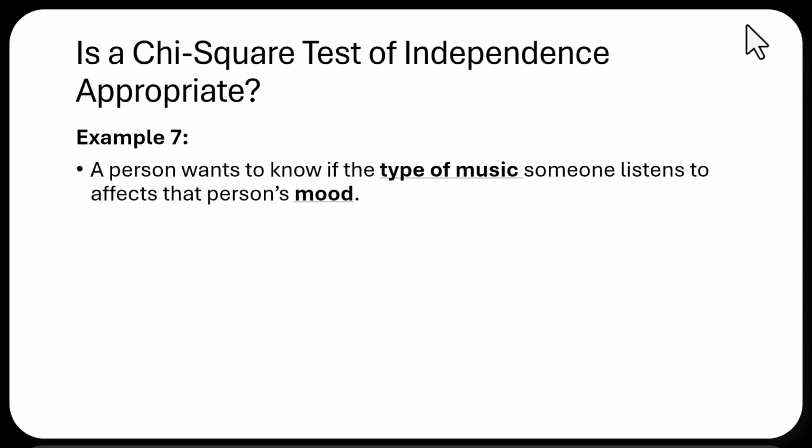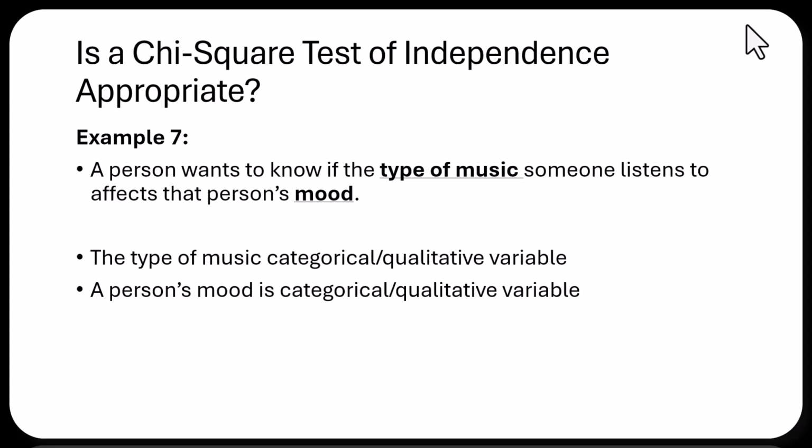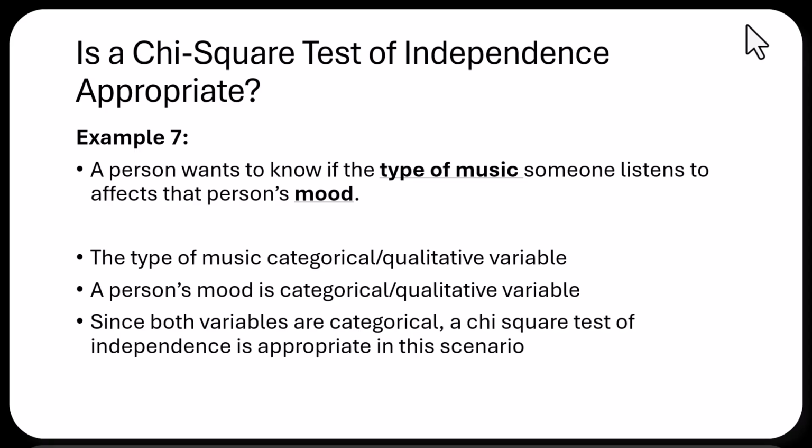Example 7. A person wants to know if the type of music someone listens to affects that person's mood. Well, the type of music is a categorical or qualitative variable. You might have jazz or rap or classical music. All of those are labels. Similarly, a person's mood would also be considered categorical or qualitative. Since both variables are categorical, a chi-square test of independence is appropriate in this scenario.